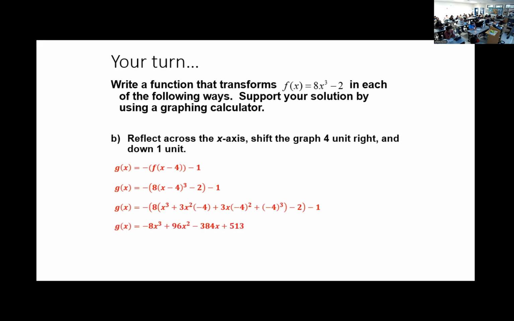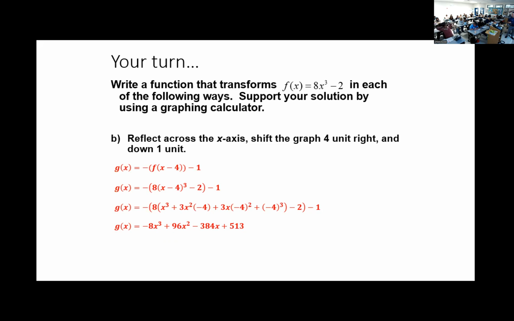So let's combine like terms. What do I have? I've got 8x cubed. I'm going to negate that, negative 8x cubed. I've got 24 times negative 4, which is negative 96, and I'm going to negate that, so it's positive 96x squared. I've got 8 times 3 times 16 is 384. I'm going to negate that, so negative 384x.